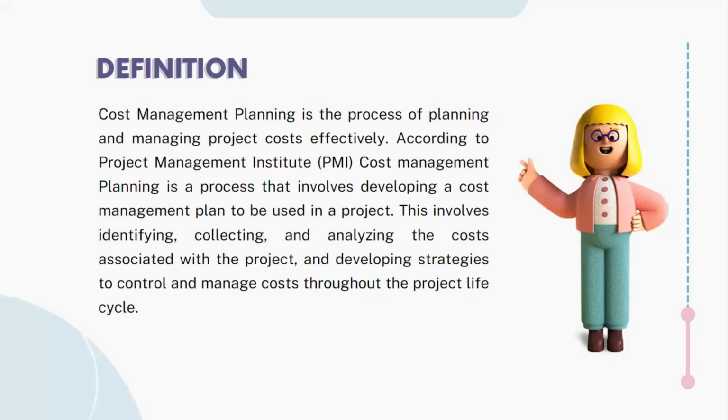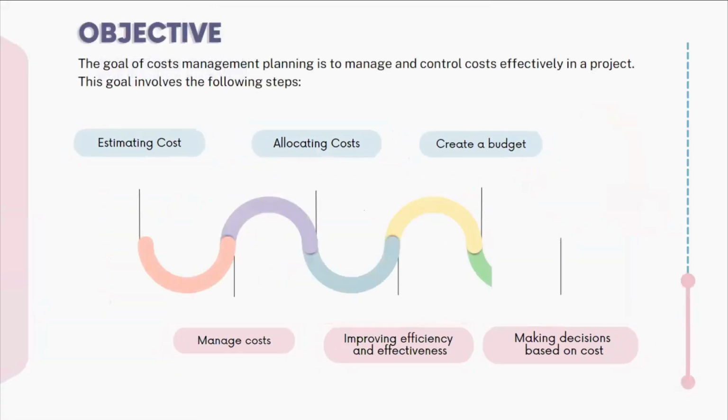According to the Project Management Institute, or PMI, cost management planning is a process that involves developing a cost management plan to be used in a project. This involves identifying, collecting, and analyzing the costs associated with the project and developing strategies to control and manage costs throughout the project lifecycle. The goal of cost management planning is to manage and control costs effectively in the project. These goals involve the following steps.